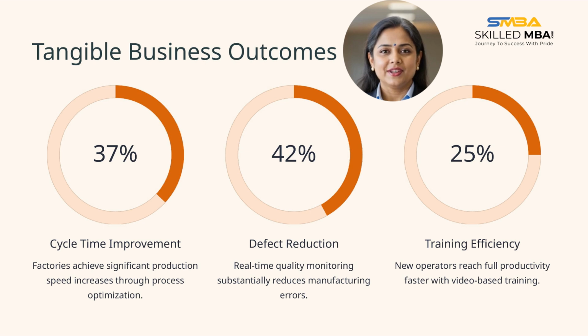Factories experience a 37% improvement in cycle time, enhancing production speed through optimized processes. Real-time quality monitoring leads to a 42% reduction in defects, minimizing manufacturing errors. Additionally, video-based training boosts training efficiency by 25%, enabling new operators to achieve full productivity more swiftly.